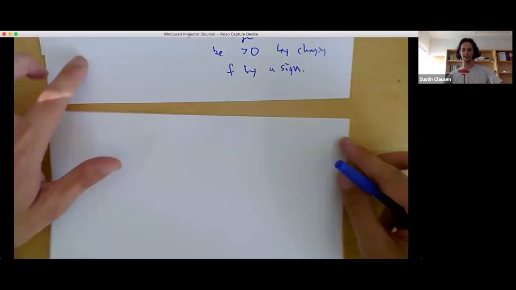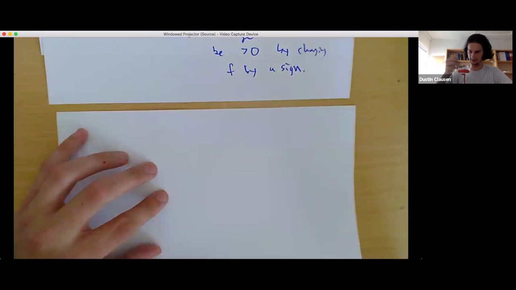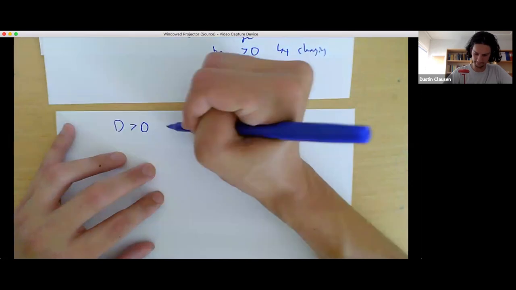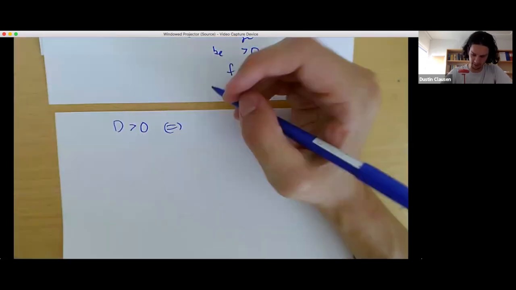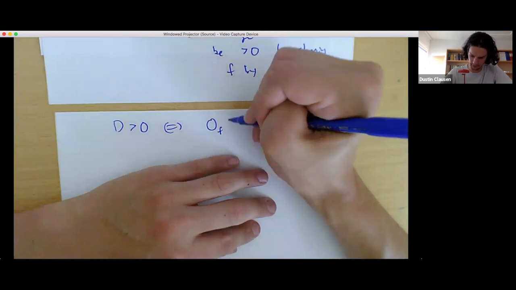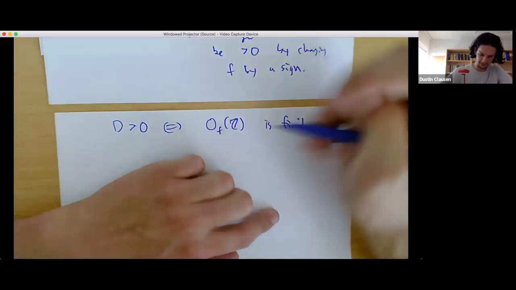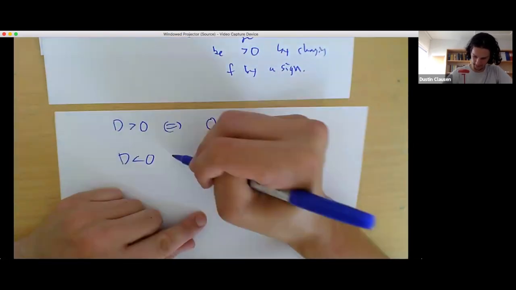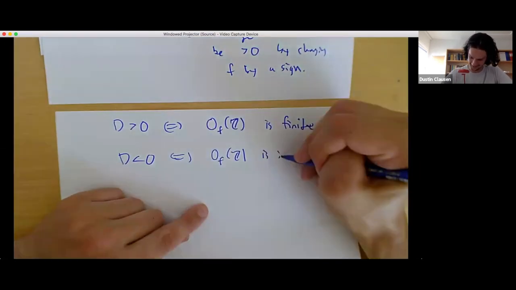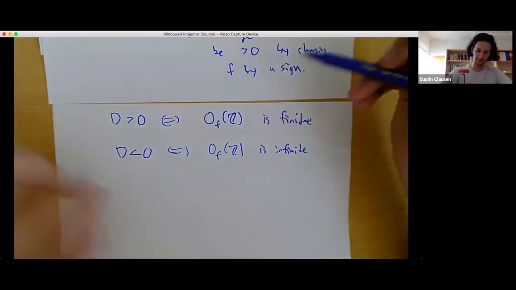I want to give you a hint of the arithmetic significance of this dichotomy. We're not going to prove this, but it'll be in the background for this distinction. So you can also read this off. If D is greater than zero, it turns out the orthogonal group of our quadratic form is a finite group. Whereas if D is less than zero, it's infinite. Well, I guess I'm saying the same thing twice because I put the reverse implications too, but yeah. You'll prove this on your problem set.